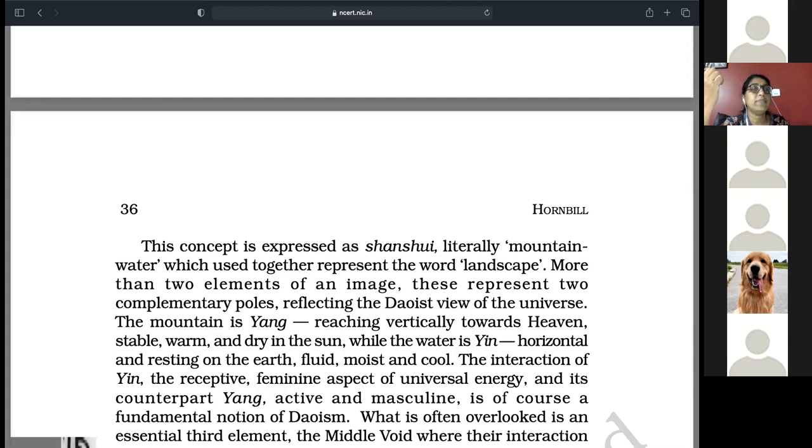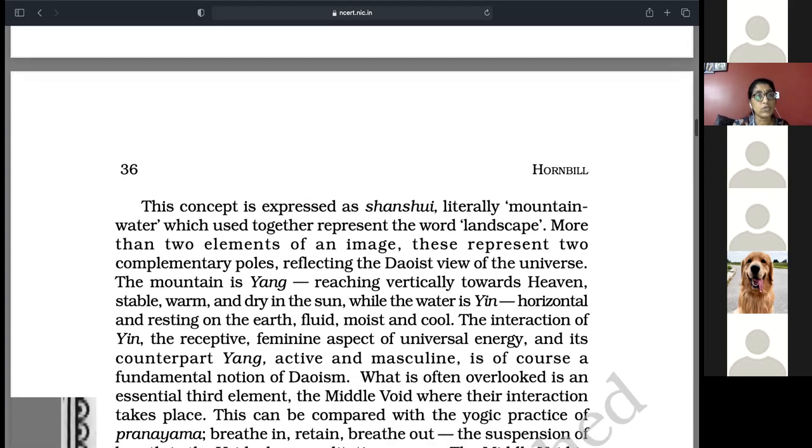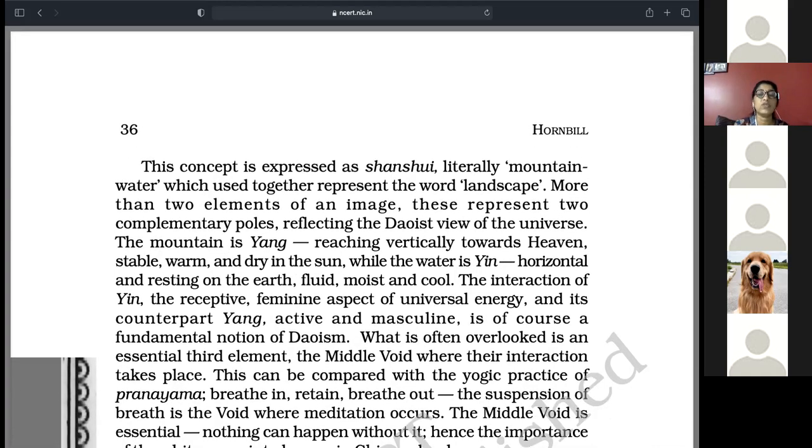This concept is expressed as shan shui. One of the most important questions, and specifically if your school is going to have a subjective one, this question can be asked. This concept is expressed as shan shui, literally mountain water. मतलब shan और shui का जो meaning है वो है mountain water, which used together represent the word landscape. अगर आपने देखा हो, I'll just tell you. If you have seen normally, sorry.